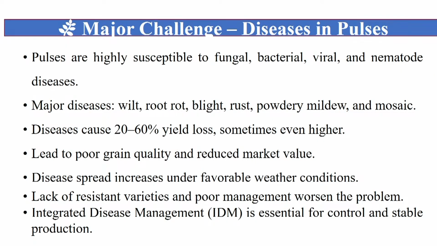If the crop gets affected in the early stage of the growing season, it causes severe loss. It leads to poor grain quality and reduces market value also. Disease spread increases under favorable weather conditions, lack of resistant varieties, and poor management, which can also worsen the problem. And integrated disease management, that is IDM, is essential for the control of diseases and stable production of the crop.